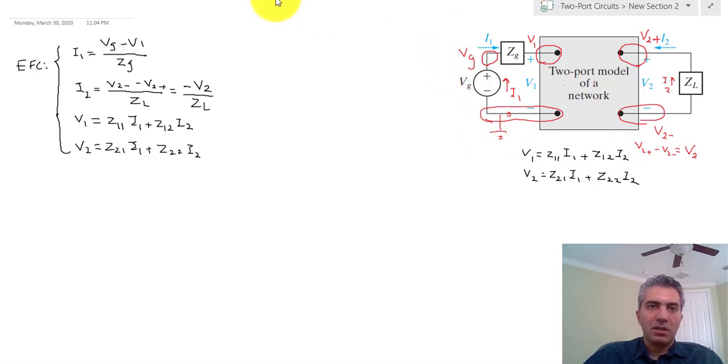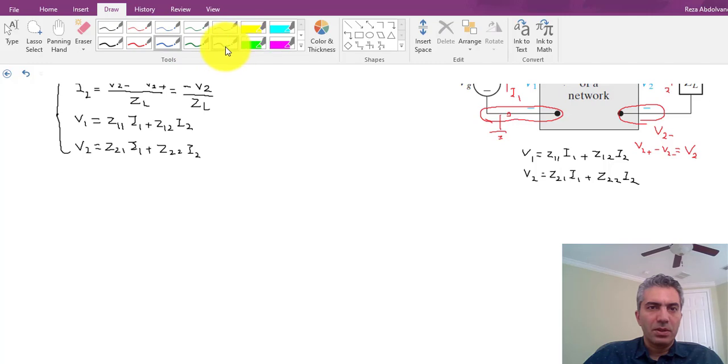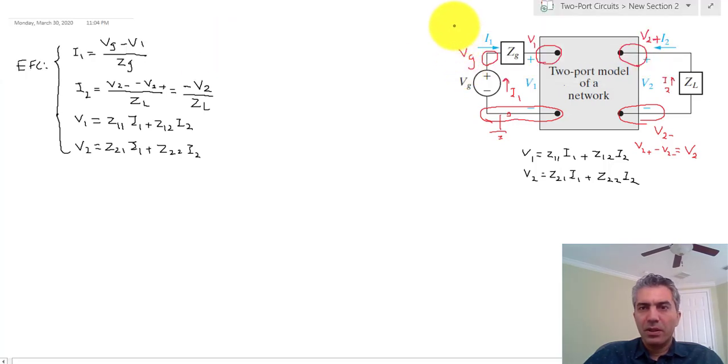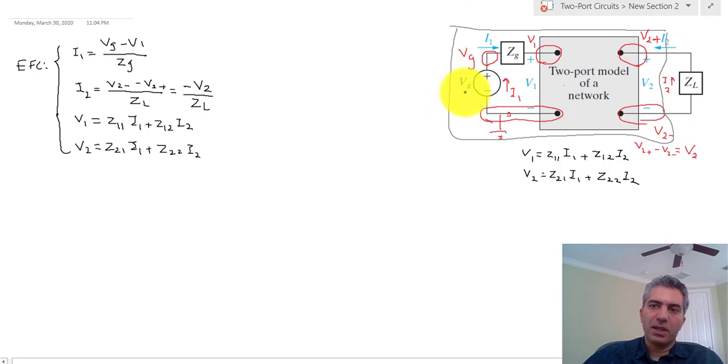So I'm going to use a different color, and let's say that we are trying to put this whole part of the circuit into a box this time and develop a Thevenin model for that part of the box. So turn it into a V Thevenin and a Z Thevenin. So that's the question. In that case, this part of the circuit is going to turn into a V Thevenin that is in series with a Z Thevenin.